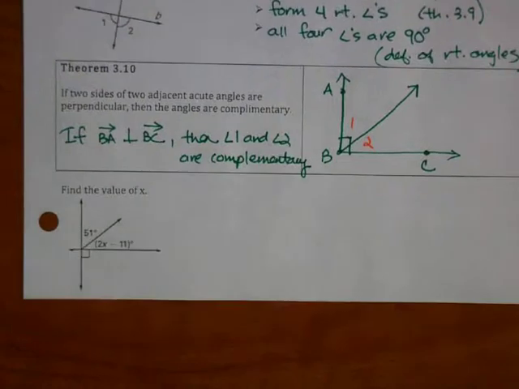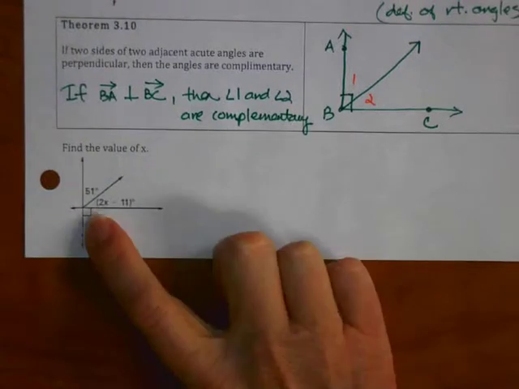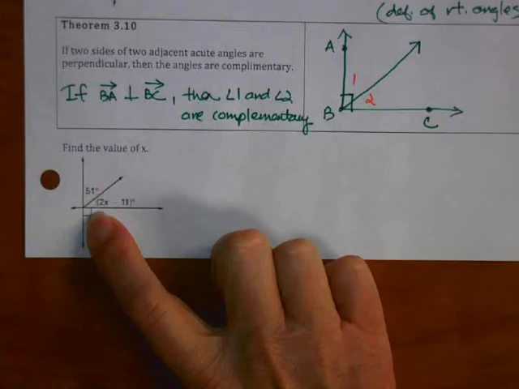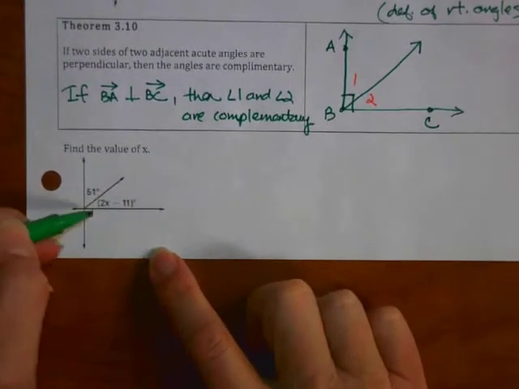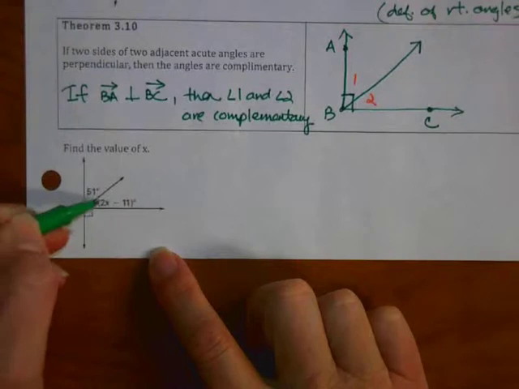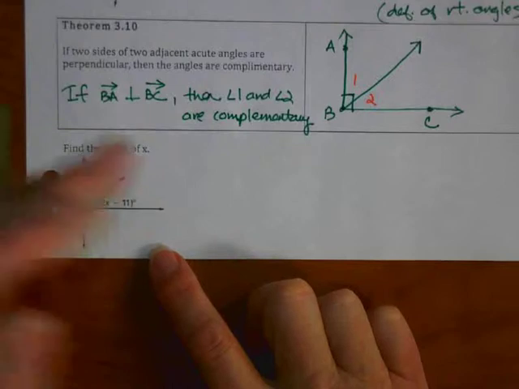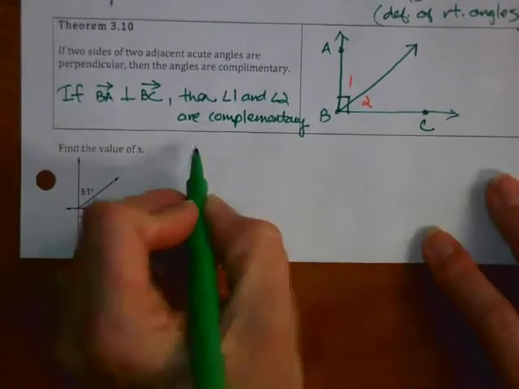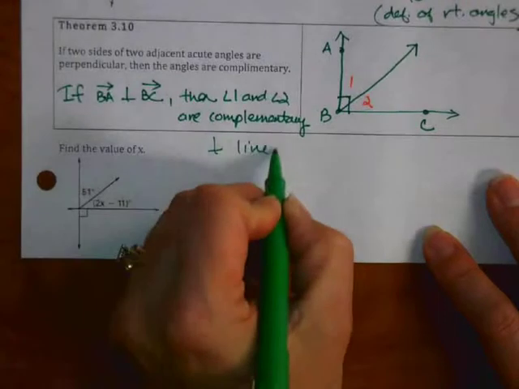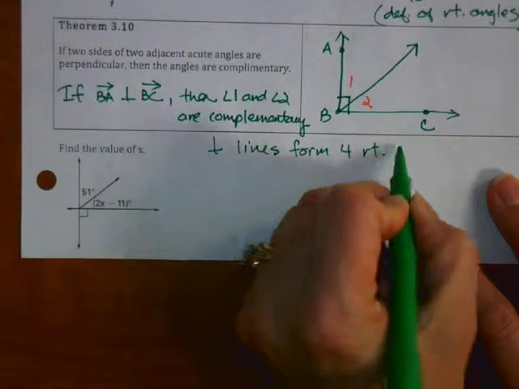Like the quotes? So let's use this. Find the value of x. So basically, what does this tell us right here? That these two lines are perpendicular, correct? Yep. Therefore, I can assume that this angle is also what? 90. So here you can say it is 90. I'm not assuming. I know it is based on the theorem. Okay? So I'm going to say perpendicular lines form 4 right angles.